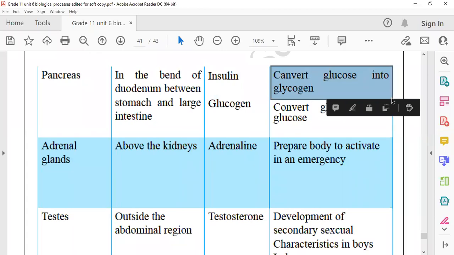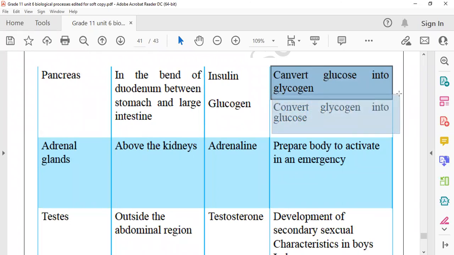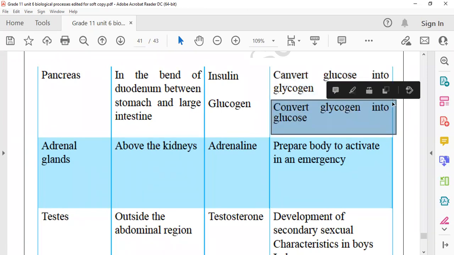What is the work of insulin? Tell me. Converts glucose into glycogen. What is the work of glucagon? Converts glycogen into glucose.